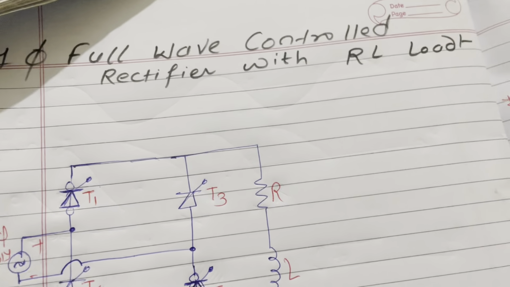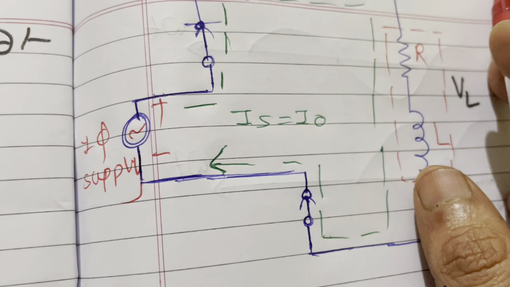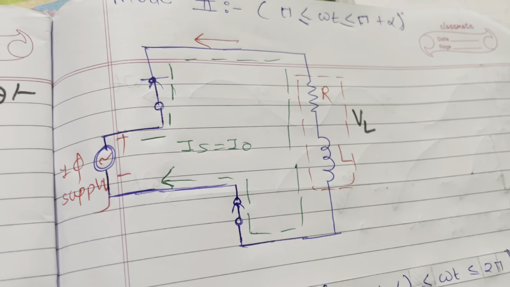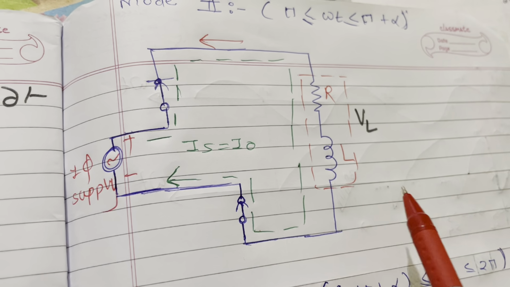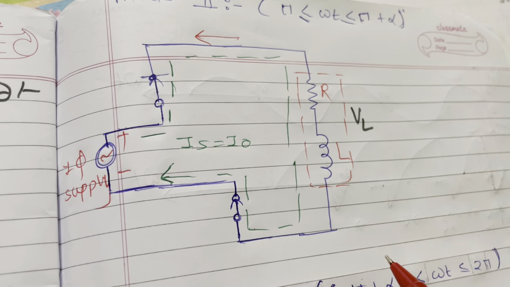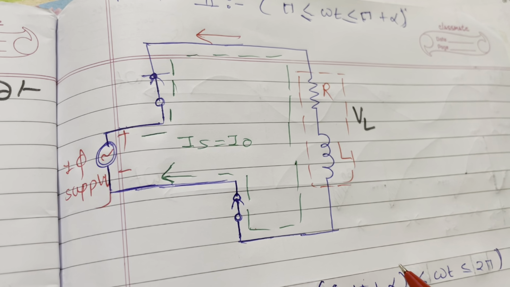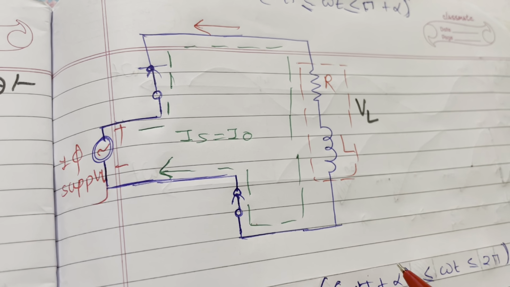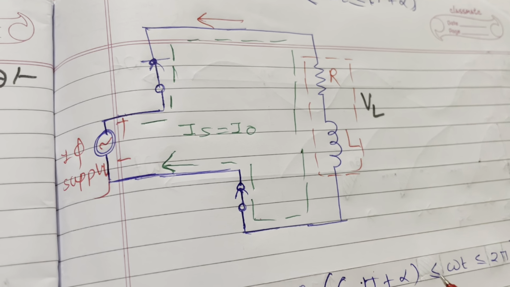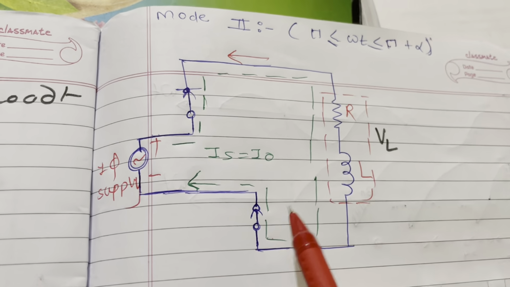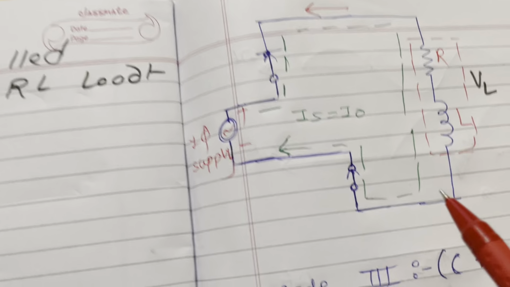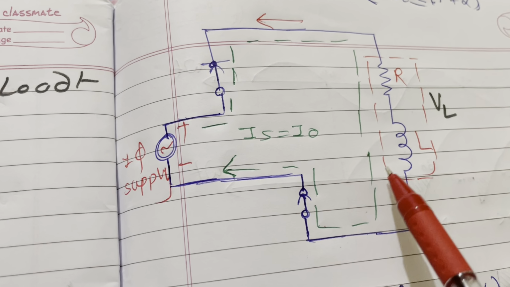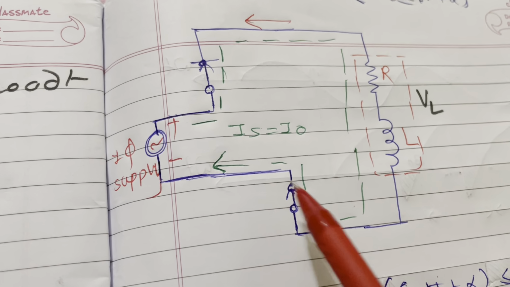So what about pi to pi plus alpha? In this second mode, from pi to pi plus alpha, the inductive load will try to oppose any change in current through it, in order to maintain the load current constant in the same direction. So a self-induced voltage appears across the load, with the polarity shown in figure C, that is, figure number 1, 2 and 3.